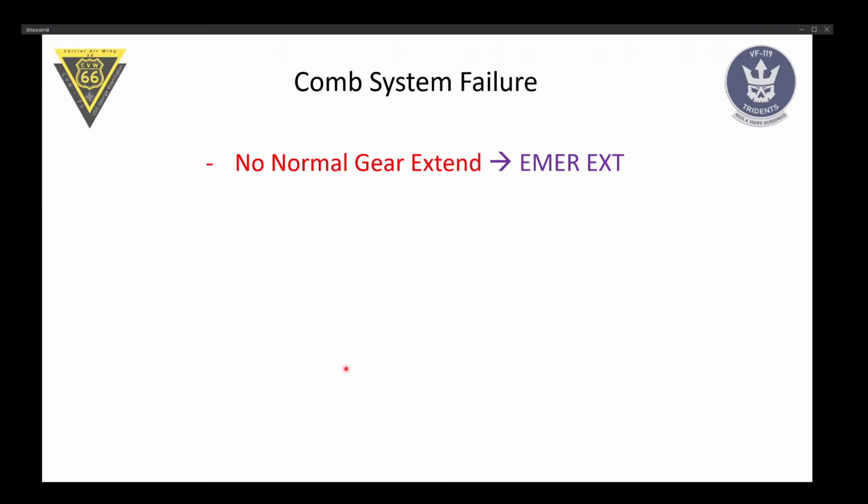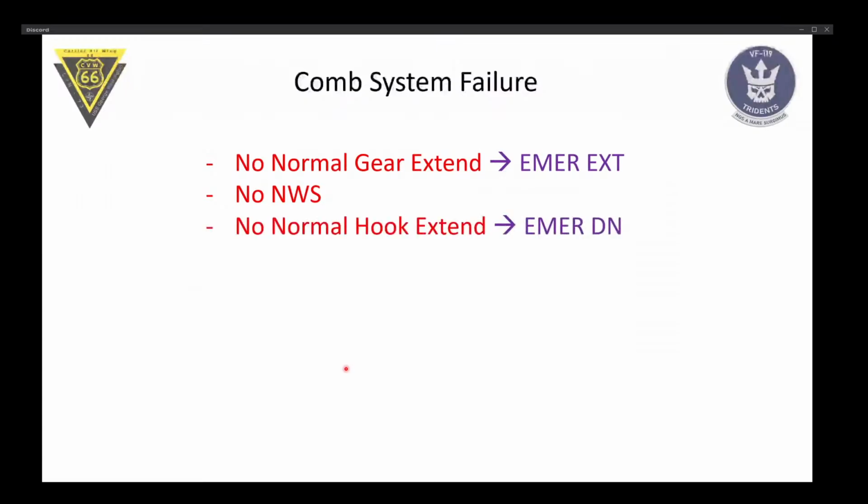And this manually opens a valve in a nitrogen bottle in the forward wheel well, which then opens a pathway for that nitrogen to forcefully push the gear down and unlock the locks and all that stuff. You will not have nose wheel steering though. In any case, you will not have normal hook extend. This is why you use the emergency down. Again, I think right-click on the handle and it will come down.